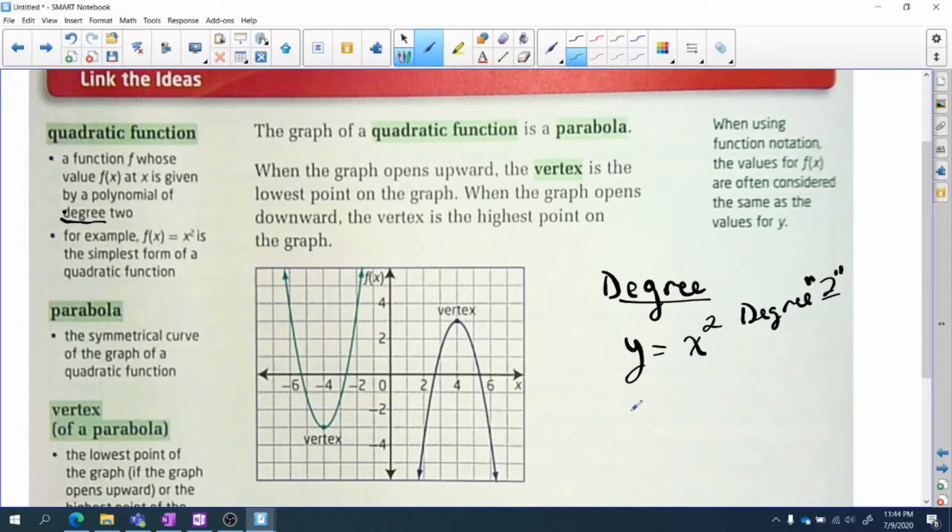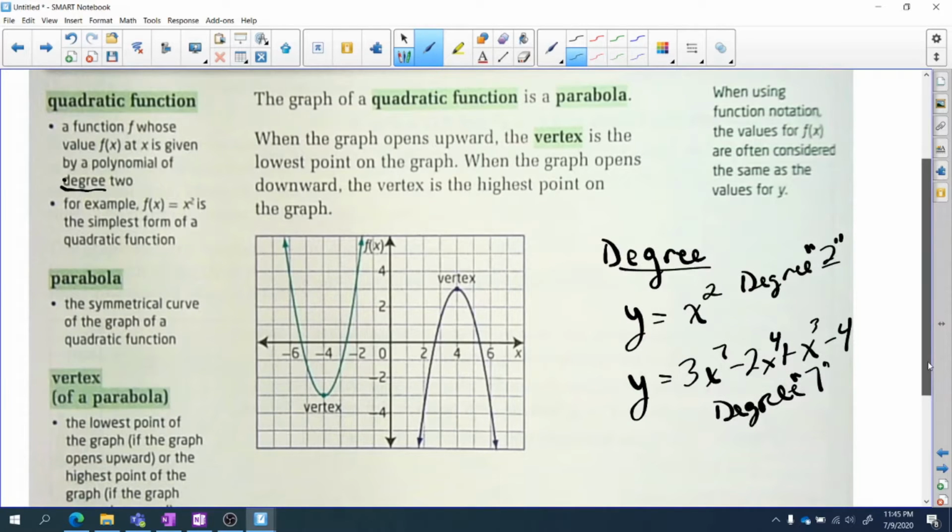I'll just give you another example. Let's say I had y equals 3x to the 7th minus 2x to the 4th plus x to the 3rd minus 4. Well, this would be an example of a degree 7 polynomial. Why is it degree 7? Well, it's degree 7 because the highest exponent that I see anywhere here is a 7, which makes it a 7th degree polynomial.